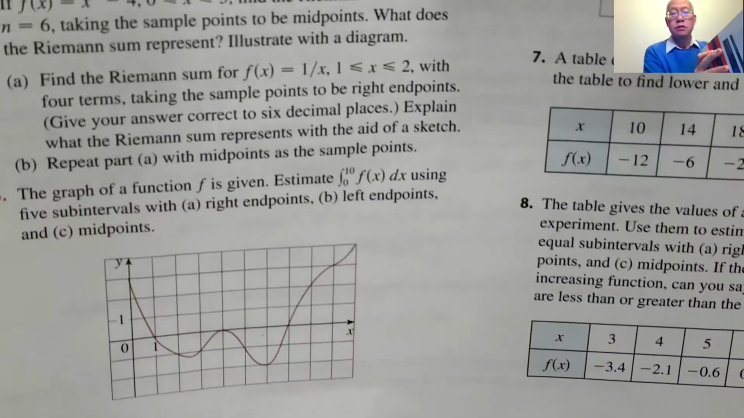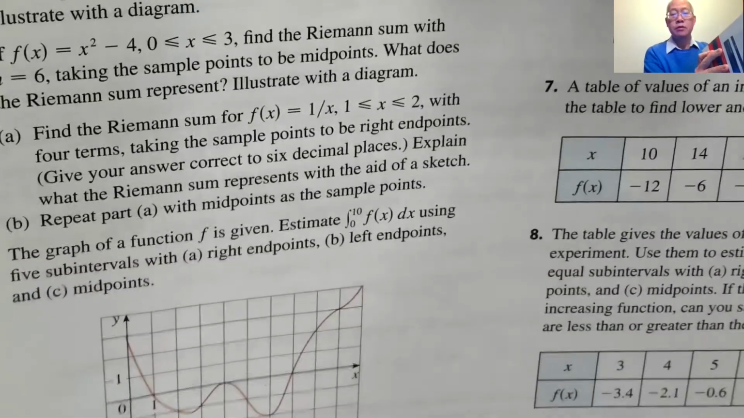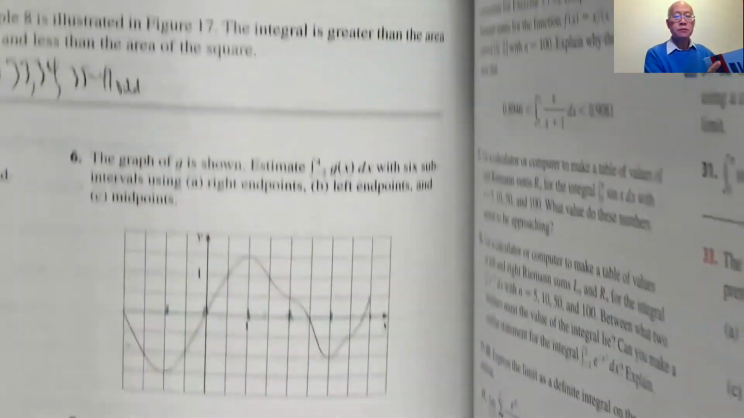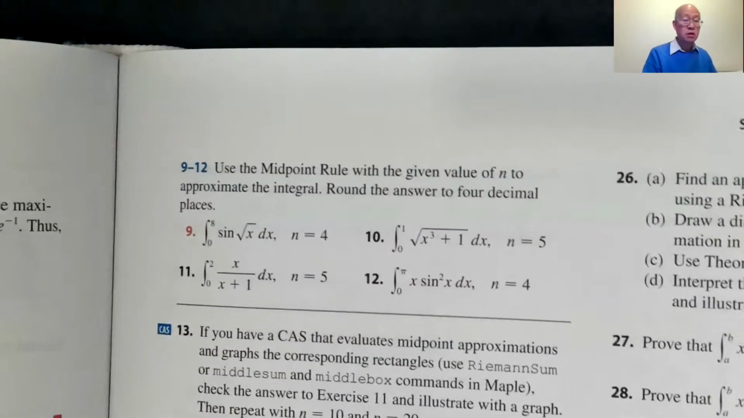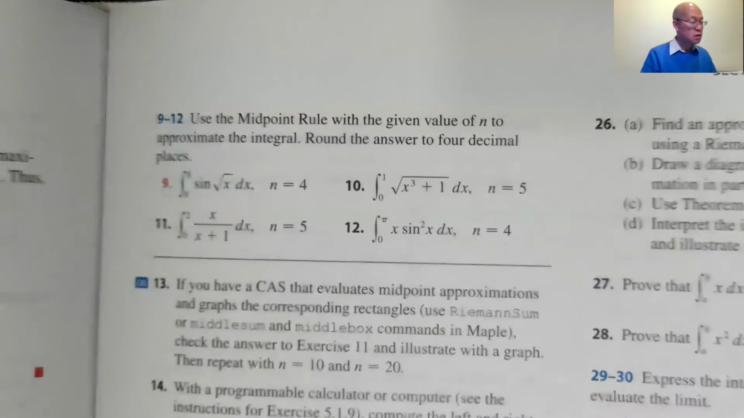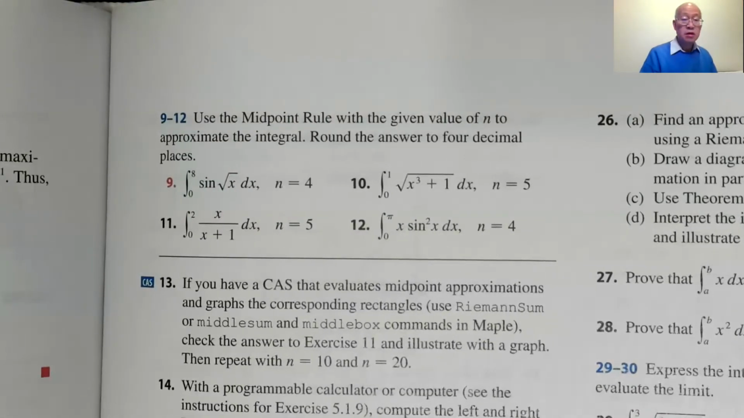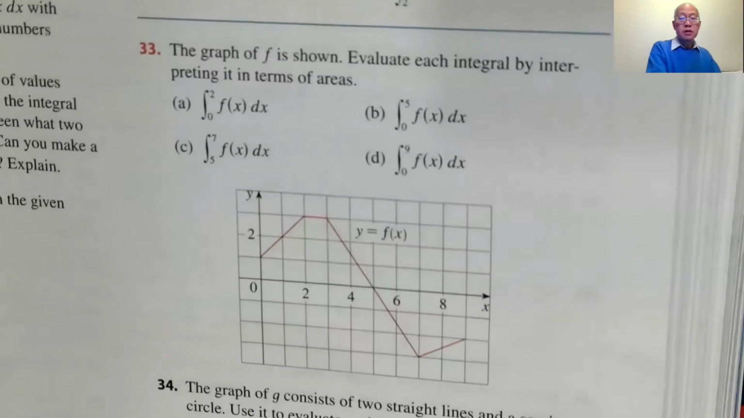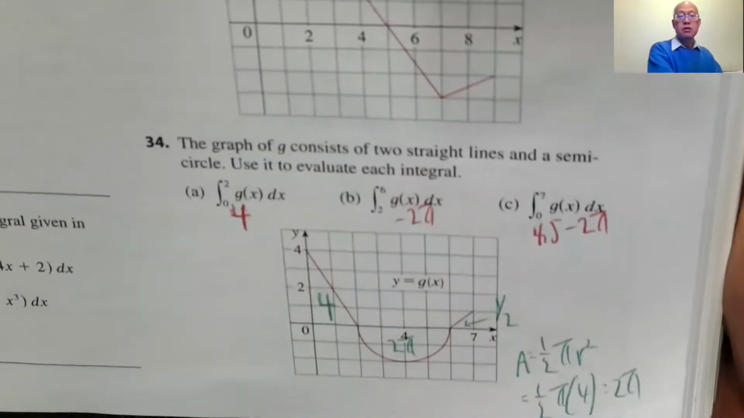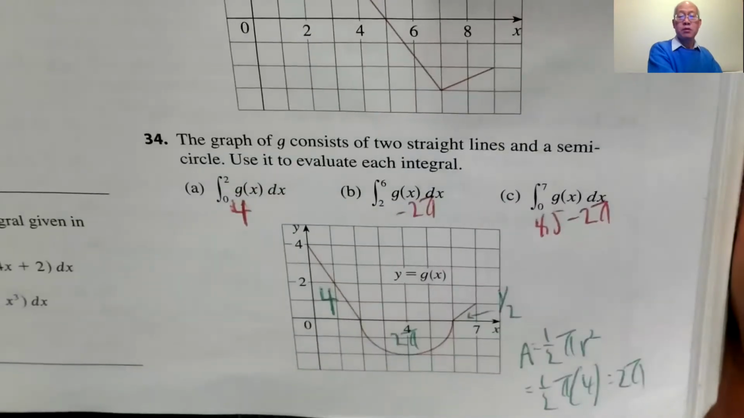3, 5, 6, 7, 9, 11, and at the end, 33, 34, 35 to 41.